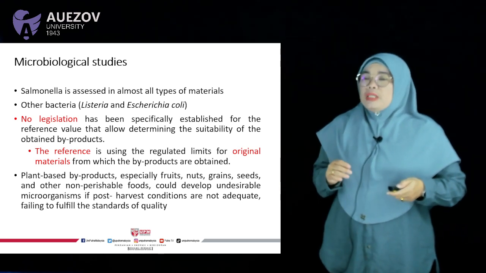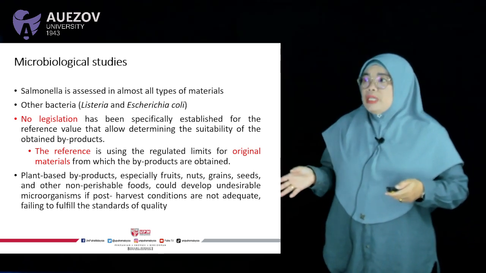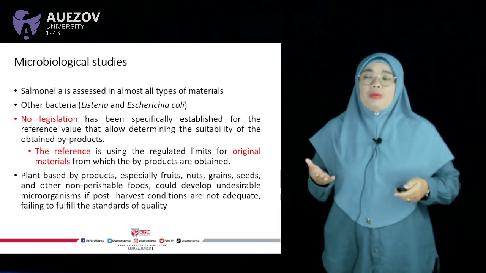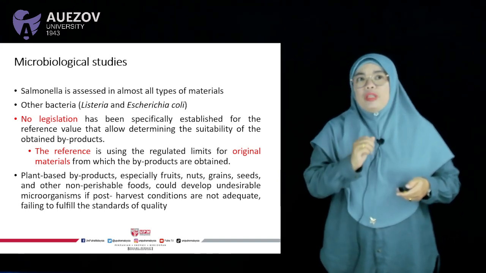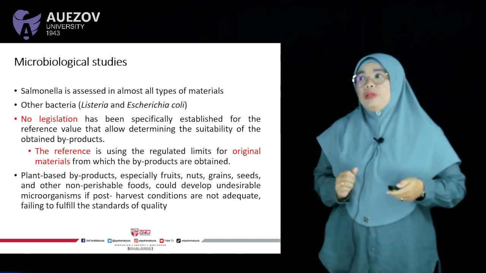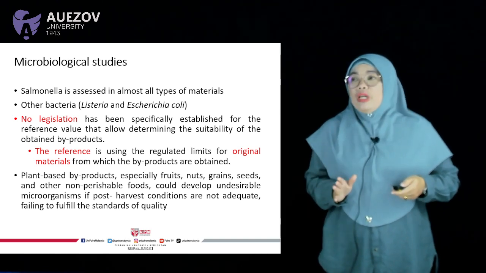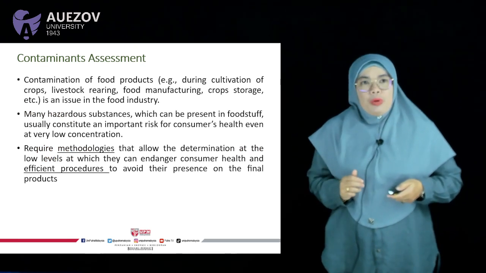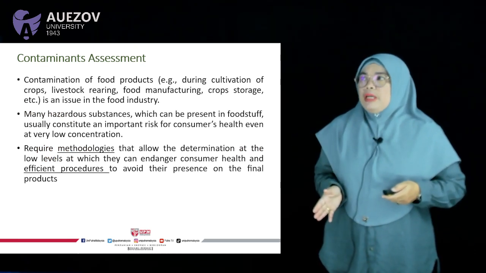Normally, we refer to the original materials from which the byproduct is obtained. Plant-based byproducts, especially fruits, nuts, grains, seeds, and other non-perishable food, could develop undesirable microorganisms if the post-harvest conditions are not adequate, failing to fulfill the standard of quality. The next one is contaminant assessment.